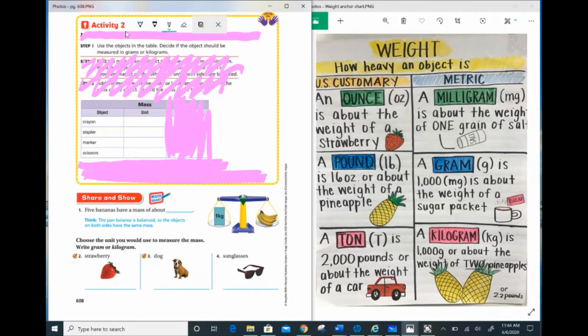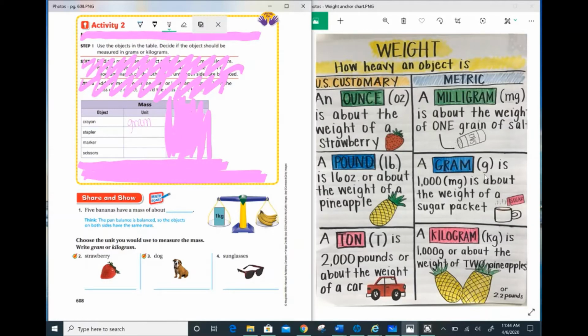Activity number 2. Since we don't have balances, boys and girls, we're going to go ahead and just use the objects that we have written down here to decide if they should be measured in grams or kilograms. Now, the first one we have is a crayon. If I think about it, I know that a gram is about a packet of sugar, and a kilogram is about 2 pineapples. So I think I would definitely weigh a crayon in grams. So I'm going to go ahead and put gram there.